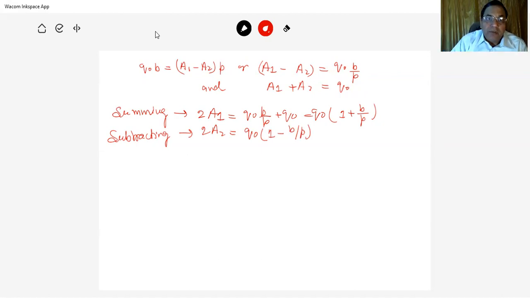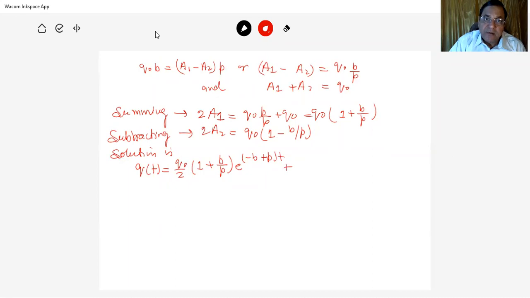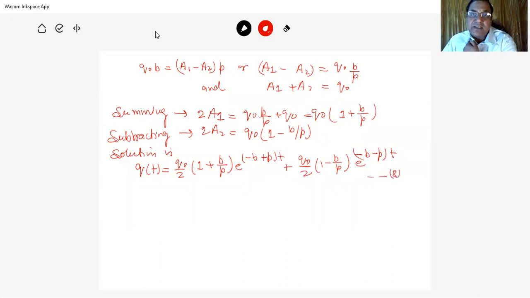तो a1, a2 की वैल्यू, तो सोल्यूशन क्या होगा? Now solution is q t is equal to a1, a1 means q0 by 2 into 1 plus b by p e raised to the power minus b plus p of t plus a2, a2 means q0 by 2 into 1 minus b upon p e raised to the power minus b minus p of t। ये इक्वेशन हो गया, and this is equation number 8। ये एक जनरल इक्वेशन का सॉल्यूशन हो गया। अब इस इक्वेशन के सॉल्यूशन में यदि हम करंट का इक्वेशन देखें, if you find out the equation of current, तो क्या होगा?